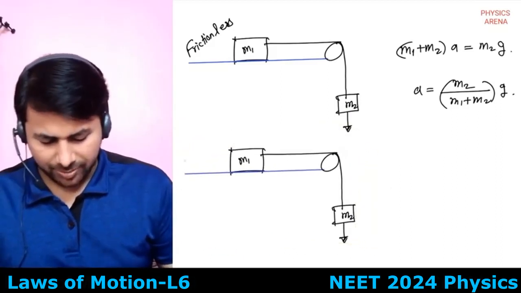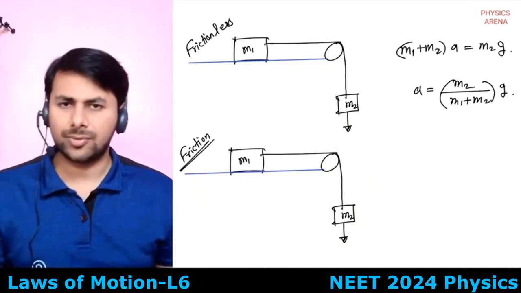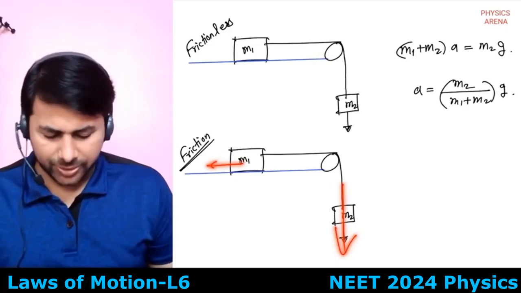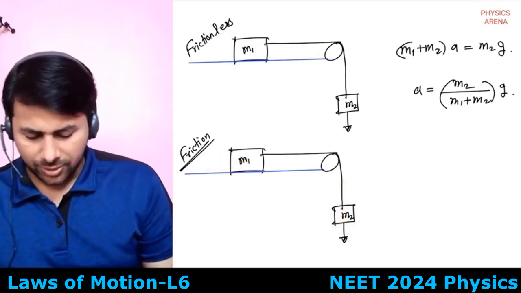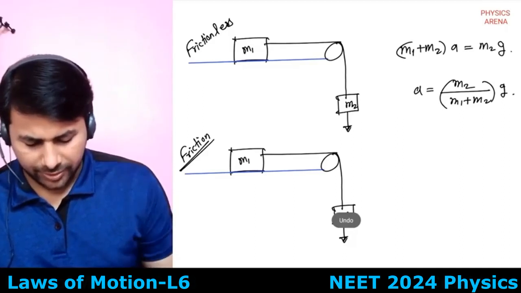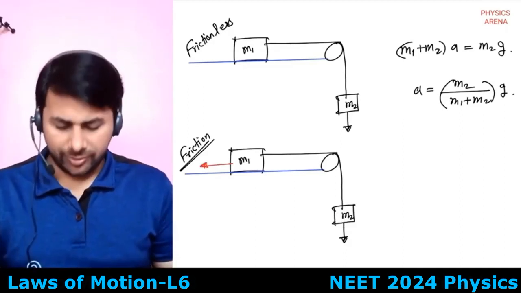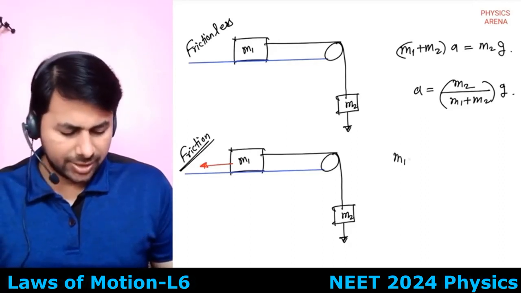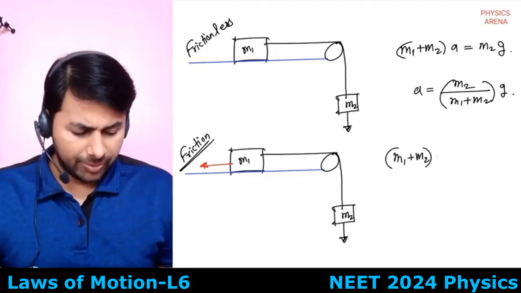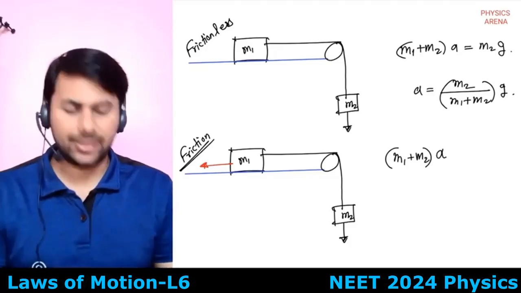Okay. So suppose there is some friction, right? So now there is some force in this direction, there is some force in the other direction. So you can directly write down that the net force on this system will be equal to the mass of the system, m1 plus m2, multiplied by acceleration. This is the net force, mass into acceleration.